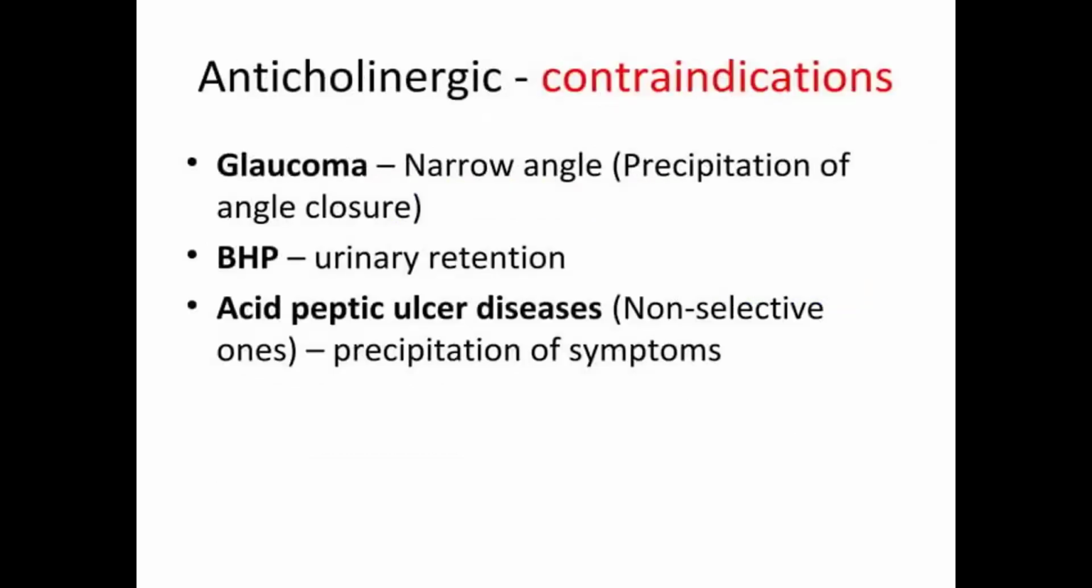In glaucoma, it's contraindicated, narrow angle glaucoma. In benign prostatic hyperplasia, it causes urinary retention. It's very contraindicated in that. And in peptic ulcer disease, nowadays the non-selective ones can cause precipitation of symptoms, right?